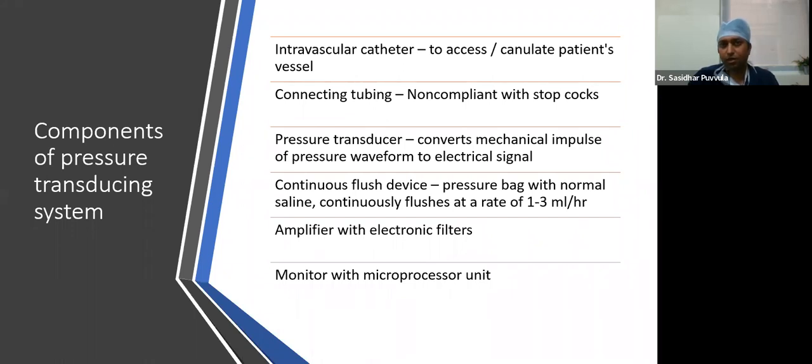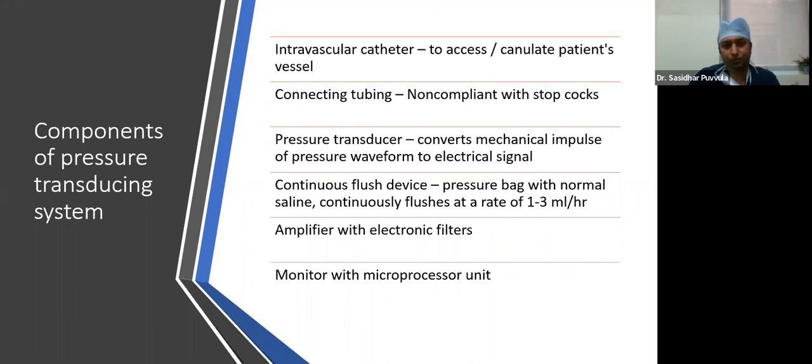And obviously, the utilization of ultrasound for putting these intravascular catheters will definitely reduce the complications and increase the success rate. Coming to the connecting tubes, the pressure monitoring tubing system, which connects the intravascular catheter to the transducer, is not just any tube. It's different compared to your IV tubings or your blood transfusion tubings. These pressure monitoring tubings have less compliance and they absorb less amount of energy when a waveform gets transmitted through it.